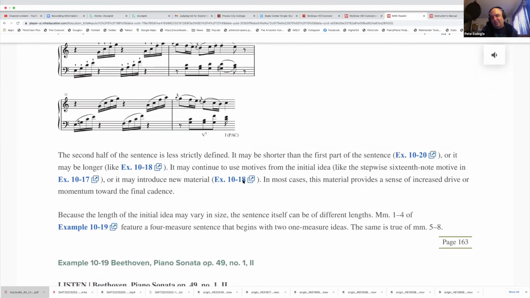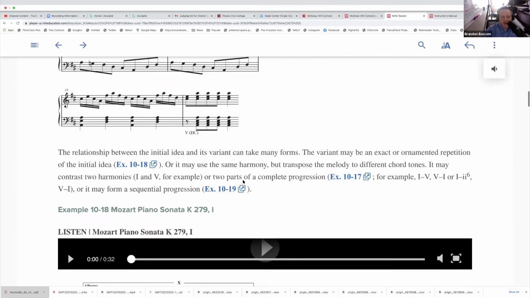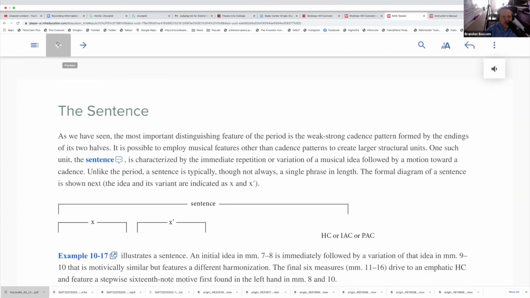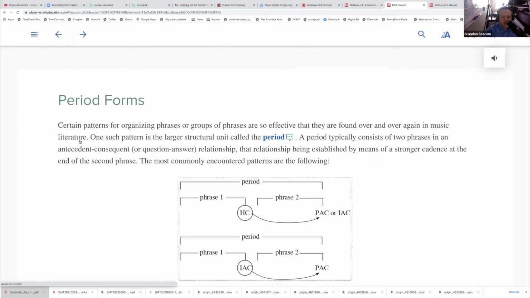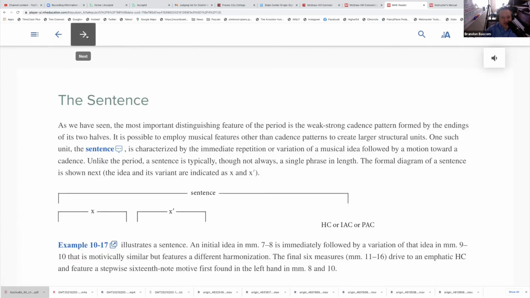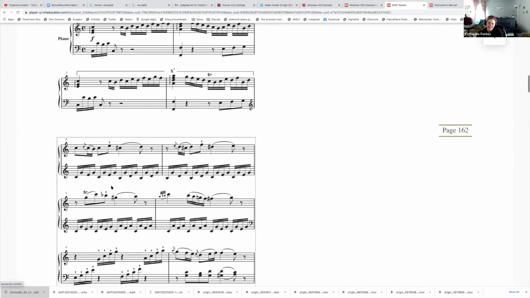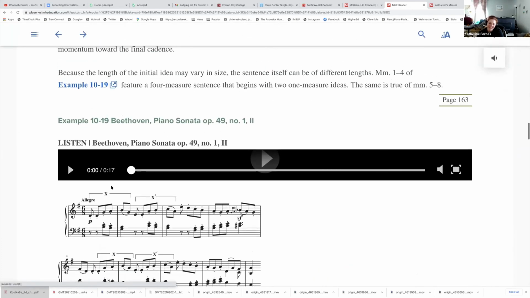I don't see the difference between that and a period. Okay, a period has to have 2 phrases that end with cadences. A sentence can have material that doesn't cadence. So we never cadence until the cadence. So a sentence has one phrase. A period has 2 phrases, both of which have cadences.